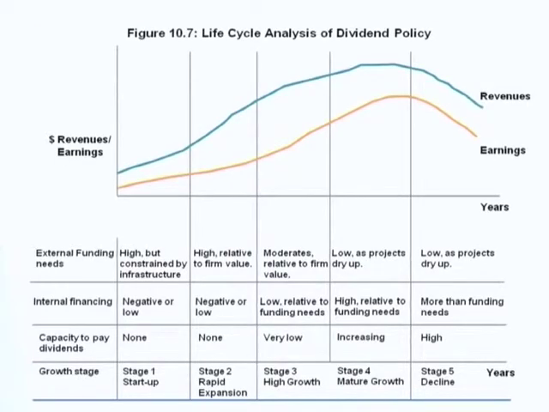And here is again a picture of the life cycle. So this is life cycle analysis of dividend policy. We have five stages. Number one, startup. Number two, rapid expansion. Number three, high growth. Number four, mature growth. And number five, decline. The firm starts to pay dividends once it has positive cash. So when should it be? Stage three, high growth. Once they have positive cash flow, they might start to think about paying dividends or buying back the stock.